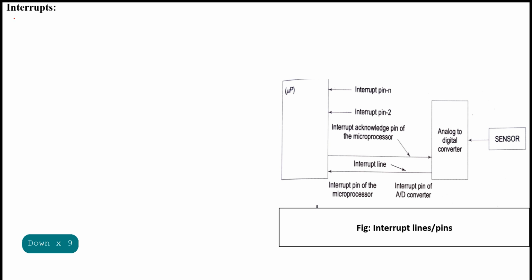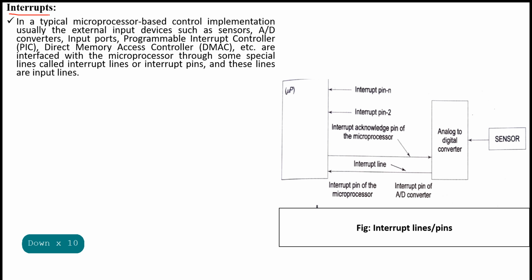Next, interrupts. In a typical microprocessor based control implementation, usually the external input devices such as sensors, analog to digital converters, input ports, programmable interrupt controller, direct memory access controller, etc., are interfaced with the microprocessor through some special lines called interrupt lines or interrupt pins. And these lines are input lines.